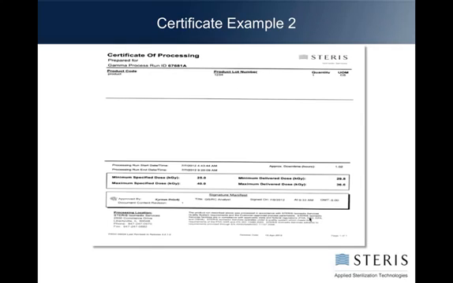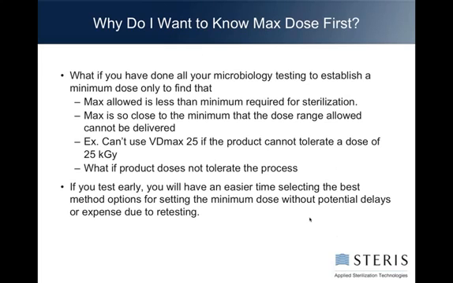The other version of a certificate of processing is more along this line, where those numbers, that minimum specified and minimum delivered, are at the bottom of the page. The information is always going to be there, and that's the document you have that proves what dose your product was delivered when it was irradiated.